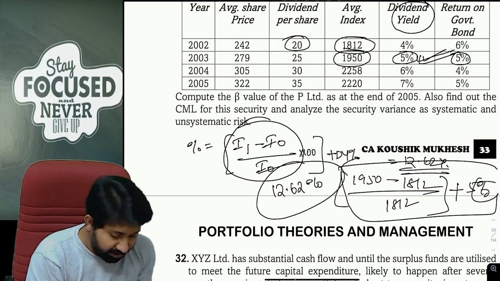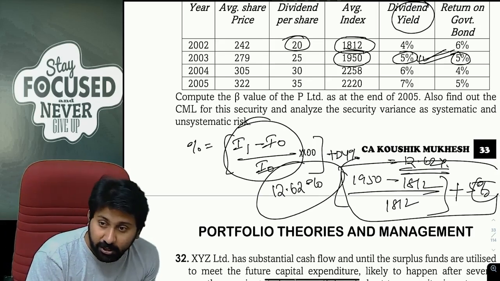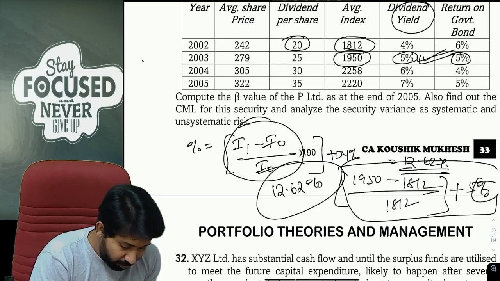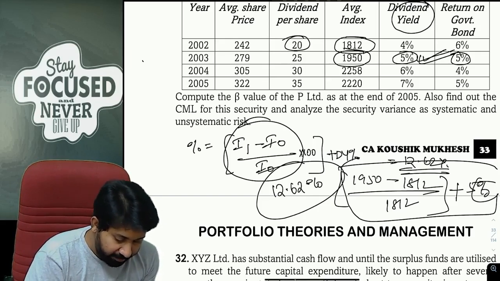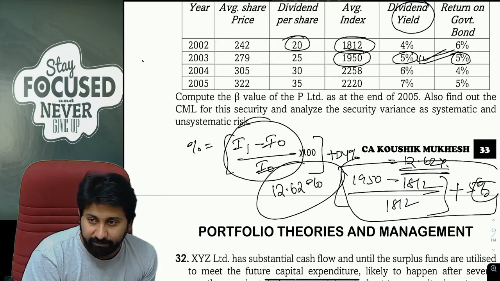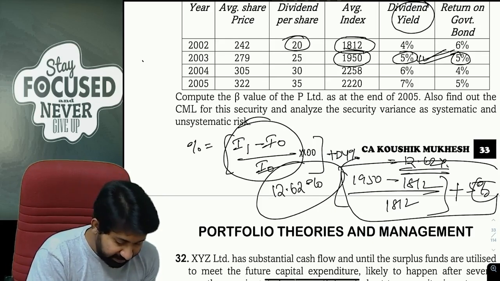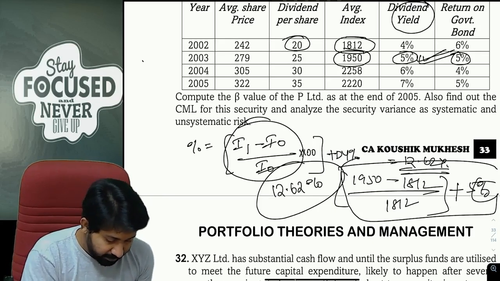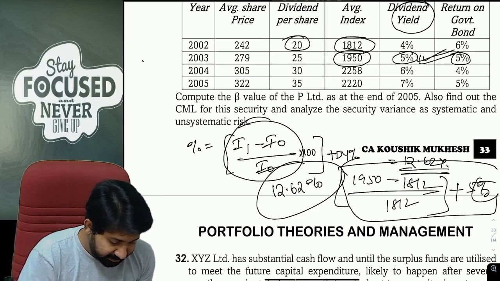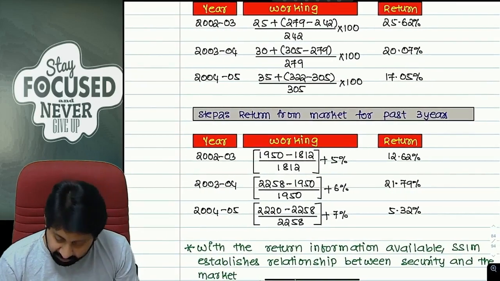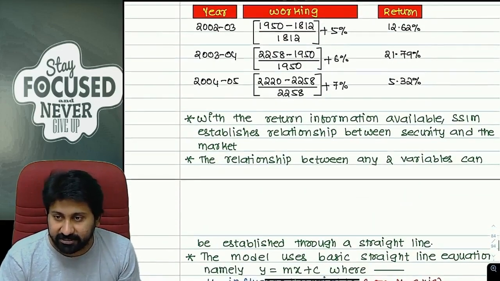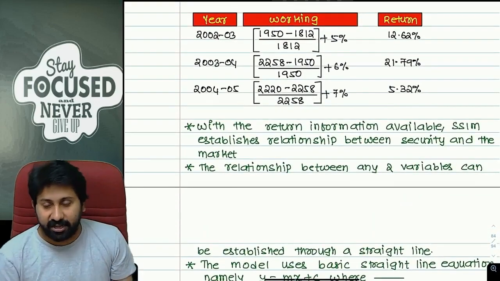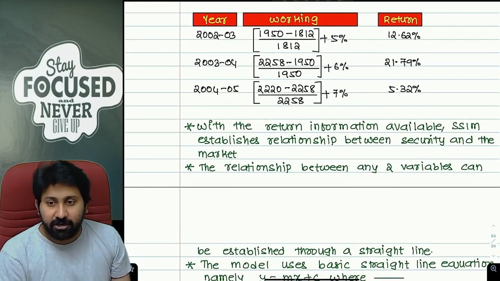Like that we need to calculate also for the next year. Please take the calculator. 2258 minus 1950, whole divided by 1950, into 100. 15.79. 15.79 plus 6%. How much it is? 21.79. So like that the third year, 2004-5.